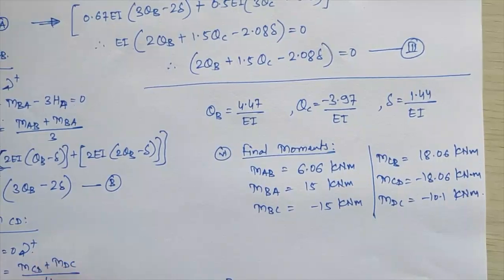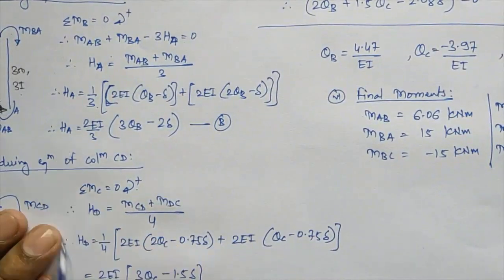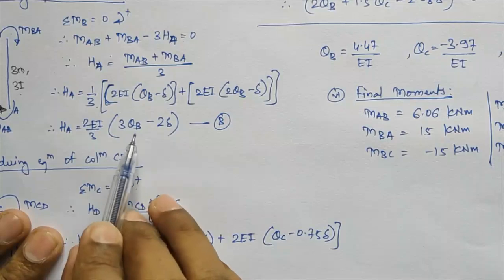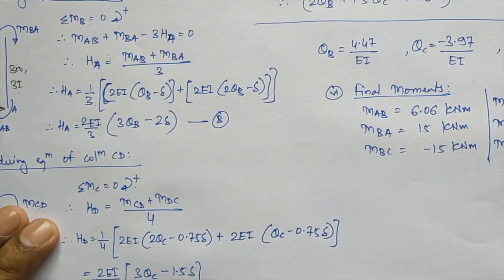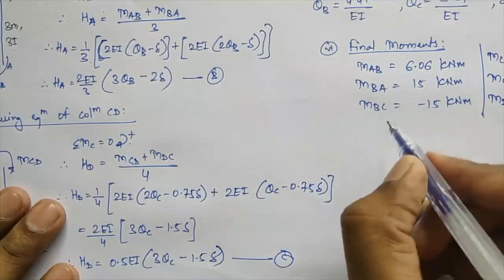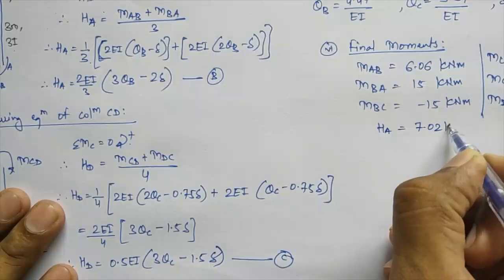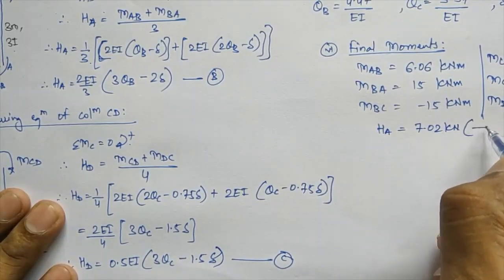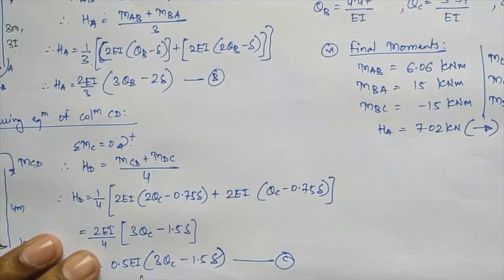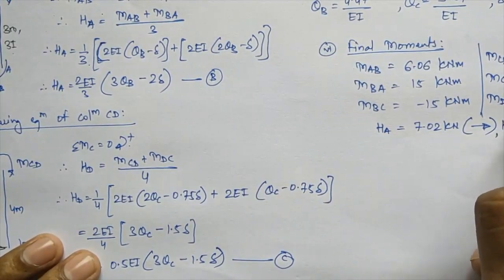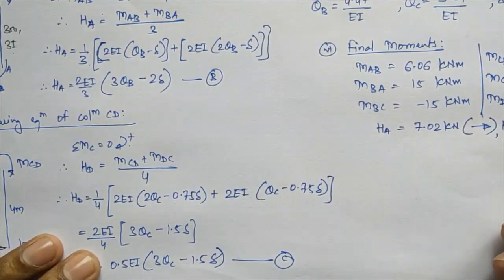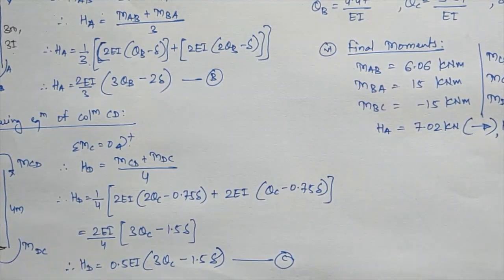Other than these values, you can also calculate the values of HA and HD. You can substitute the theta b and delta values, and theta c and delta values, in this equation. From that you will get HA equal to 7.02 kilonewton. It is positive, which means it is acting in the assumed direction, so it will be rightward. And HD I am getting as negative 7.035 kilonewton, so HD will be acting in the opposite direction.